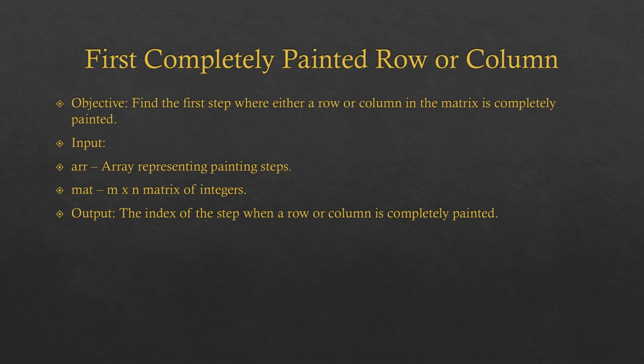We are given an array of painting steps where each step corresponds to painting a particular cell in a matrix. Our task is to determine the first step when either a row or a column in the matrix is completely painted. We are provided with two inputs: an array arr which represents the painting steps, and a matrix mat which is an m by n grid. Our output should be the index of the step at which the row or column is fully painted.